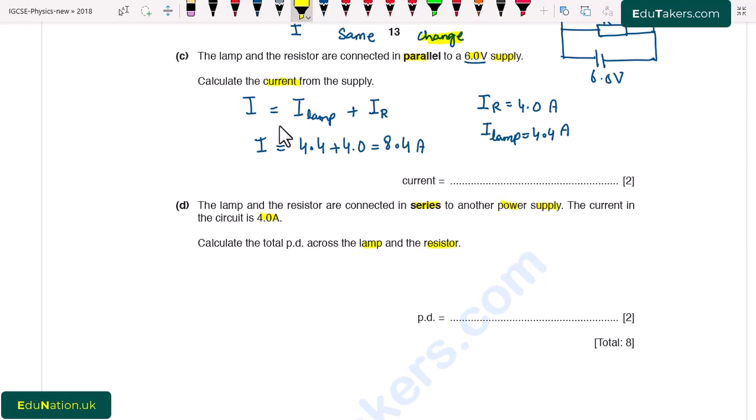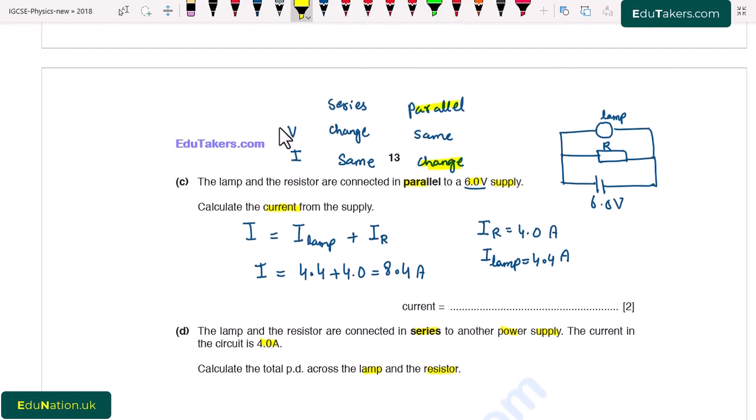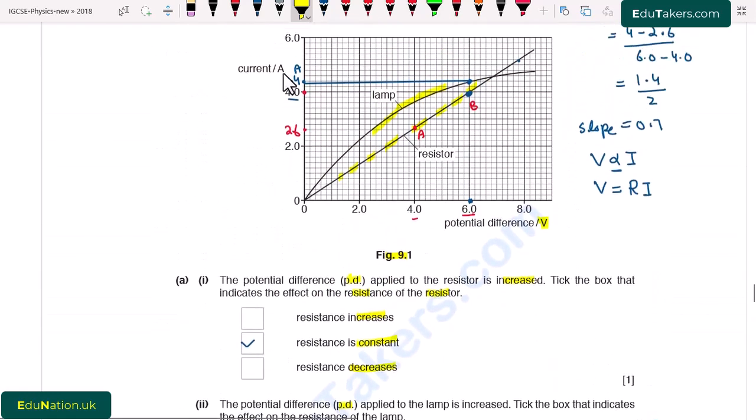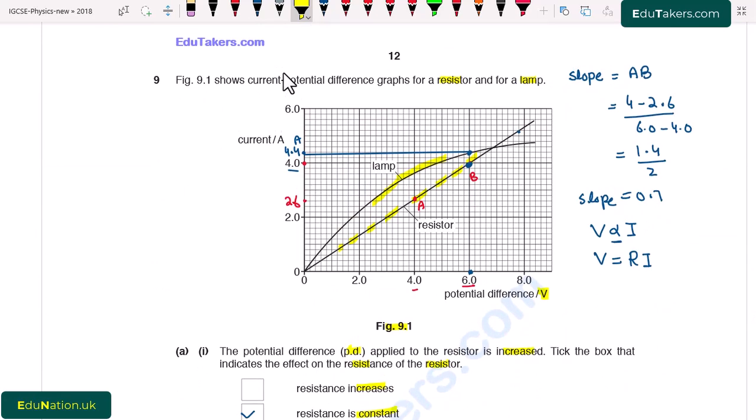So here we can see that when both of these are in series combination, so the value of potential difference changes. It means that the total potential difference is obtained by adding the potential difference across all of the components. So here the value of current is given, that is 4.0 ampere. So at 4.0 ampere, the value of potential difference for resistor and lamp. So it is 4.0.